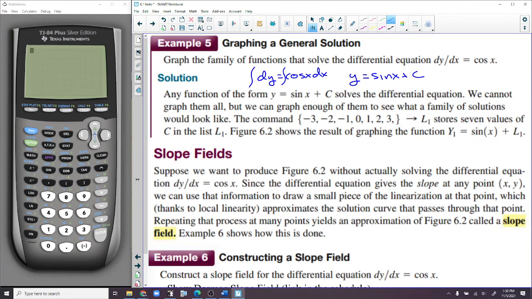So let's say we wanted to find out what it would look like: sine of x plus 1, sine of x plus 2, sine of x plus 3, and get an idea of what the family of graphs would look like if we didn't know what c was.